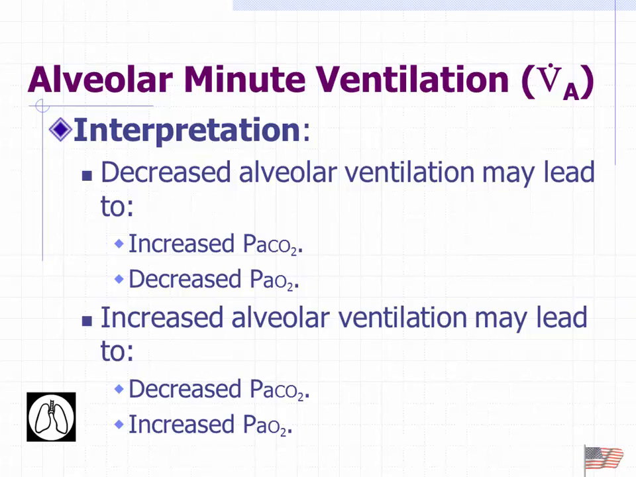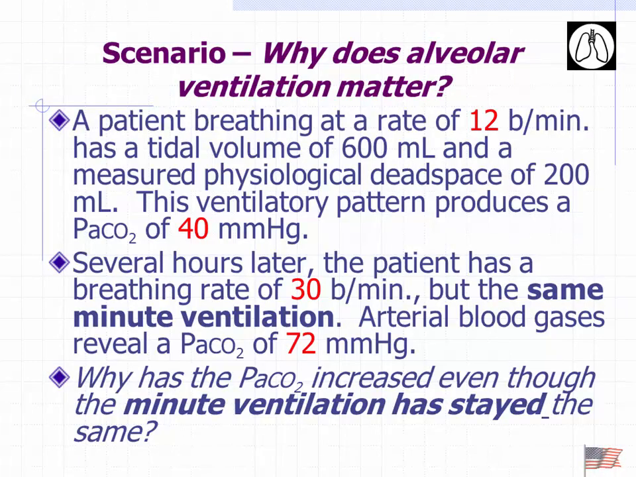And we know how alveolar minute ventilation is going to affect PCO2, as we said previously. Why is it such a big deal? Because I can have the same exact minute ventilation and have an alteration in my PCO2. So here I have a patient breathing 12 times a minute, 600 tidal volume, meaning I have a 7.2 liter minute ventilation. I have a 200 ml dead space, so I have a 4.8 liter alveolar minute ventilation. That's generating a PCO2 of 40.